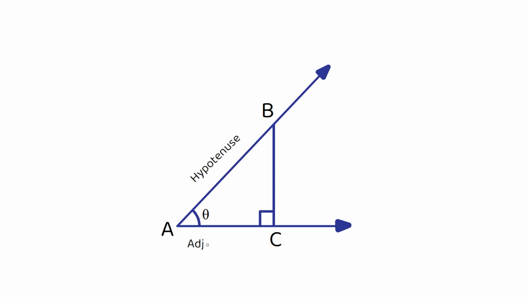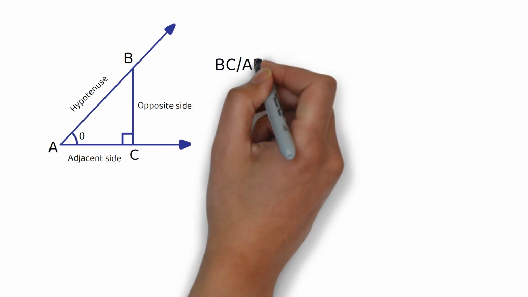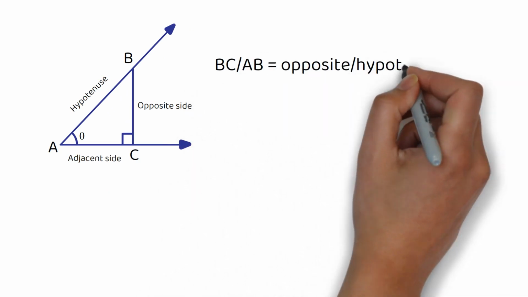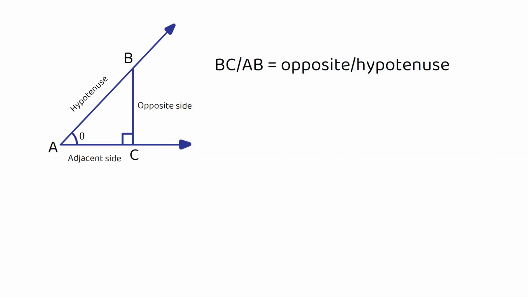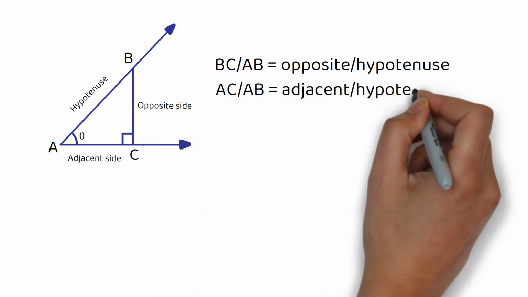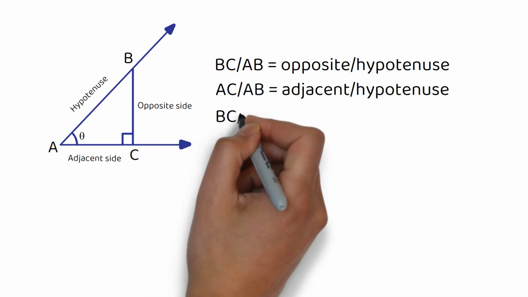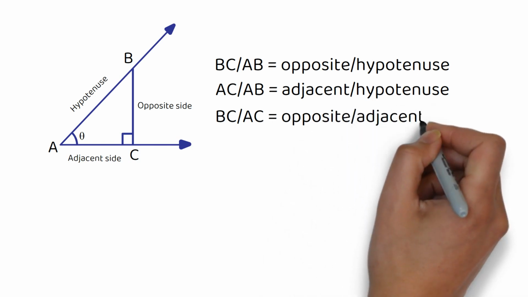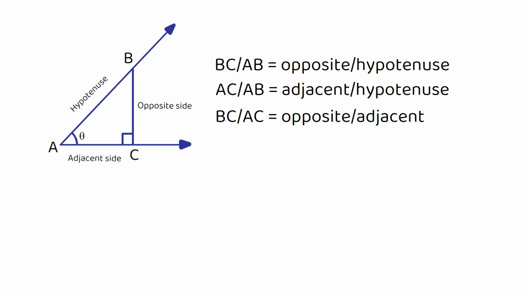The side AC is called the adjacent side, because it's next to the angle. The side BC is called the opposite side, as it's the opposite side of angle theta. The following fractions, BC over AB, which would be the opposite over the hypotenuse, AC over AB, which would be the adjacent over the hypotenuse, and BC over AC, which would be the opposite over the adjacent, depend on angle theta.